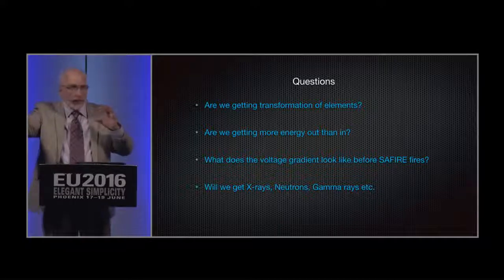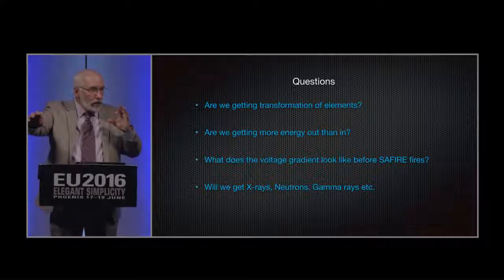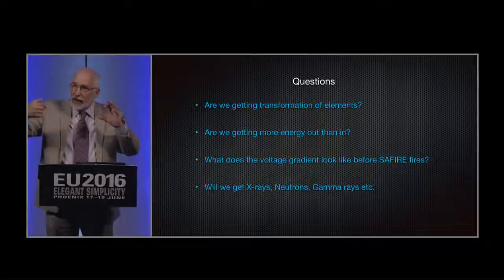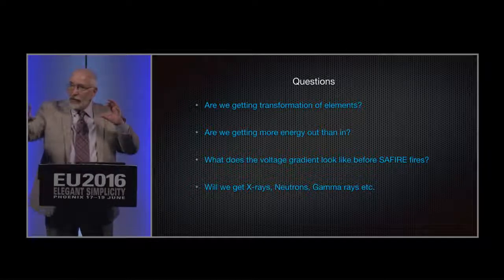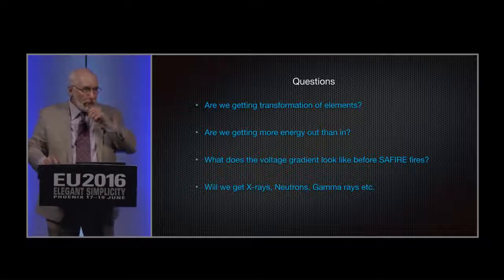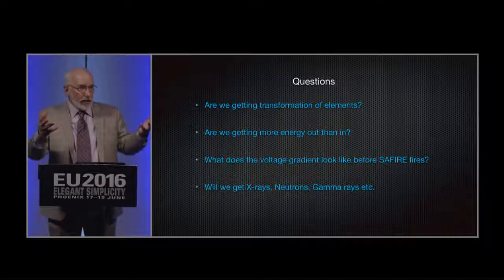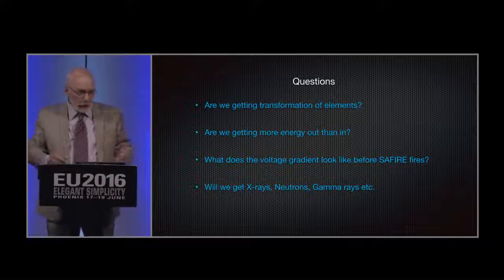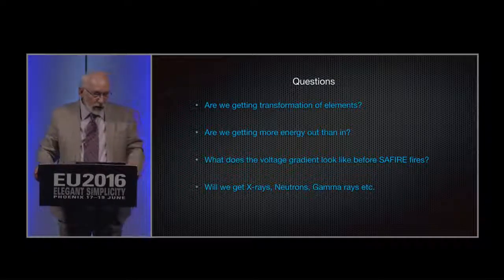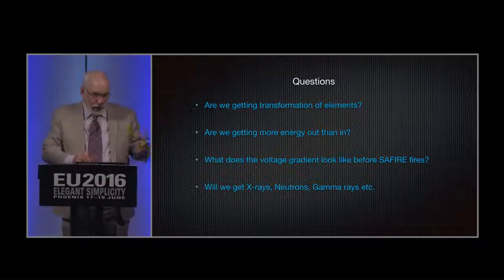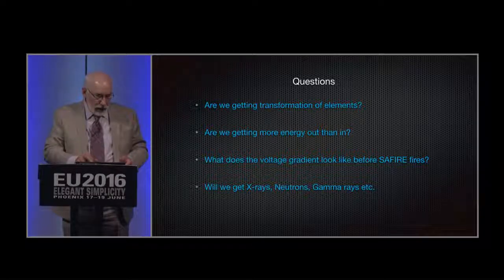This is the thing that leads up to lightning bolts. What's actually the environment around there before you actually see a lightning bolt or plasma discharge? So is the voltage gradient, as an example, uniform throughout the chamber? We can measure these things now. X-rays, neutrons, gamma rays, and much more.